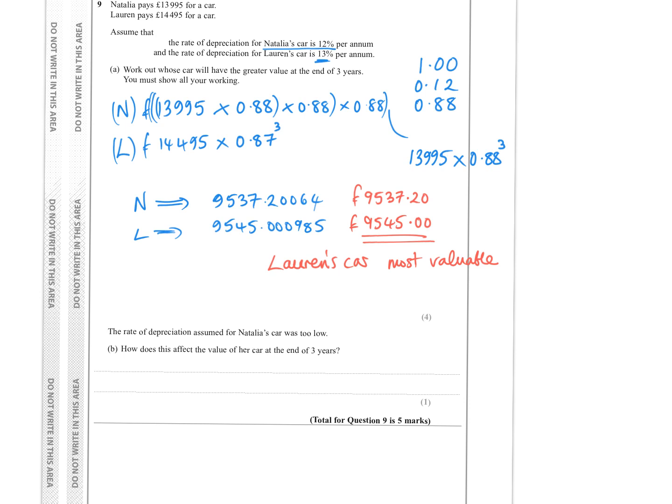Well, what it would mean is if the rate of depreciation was too low, then the rate of depreciation would have to be more, say 12.2% or 12.5 or 15 or something greater than 12. So it's a bit of a tricky question, because if her rate of depreciation is at the moment 12, but that is deemed too low, then the rate of depreciation has to be more. So that means it's going to be worth less.